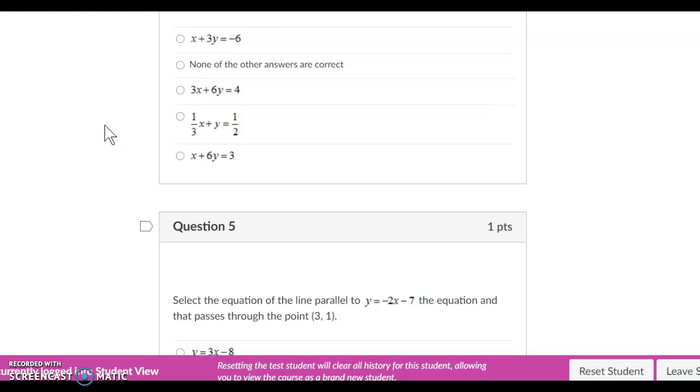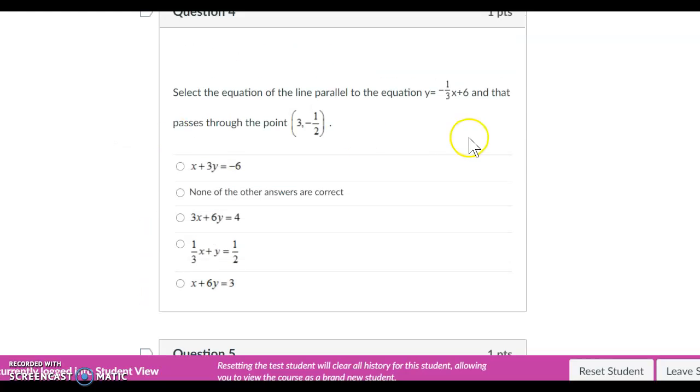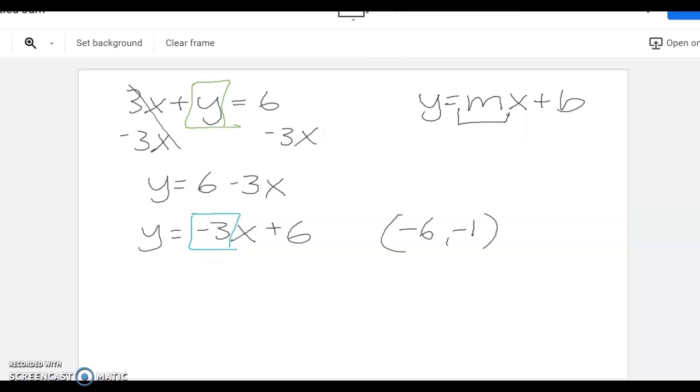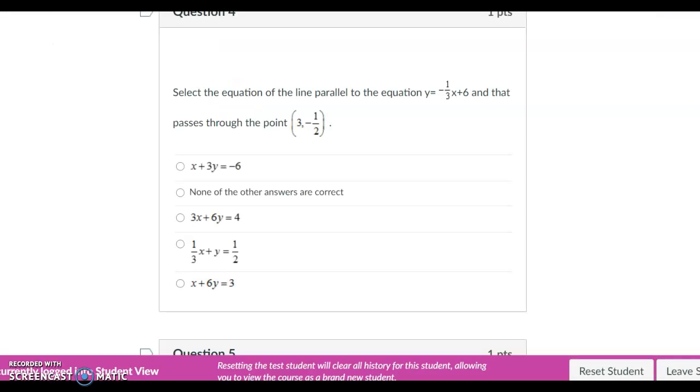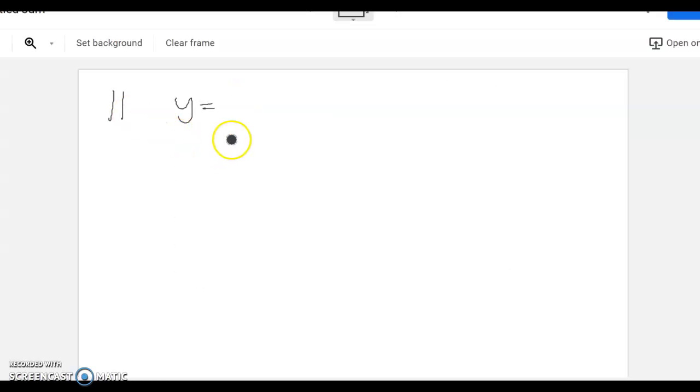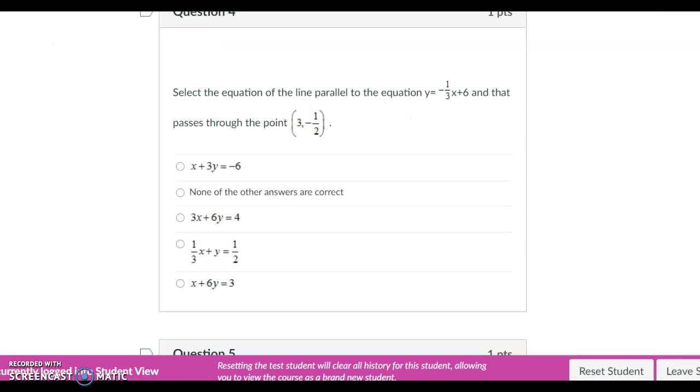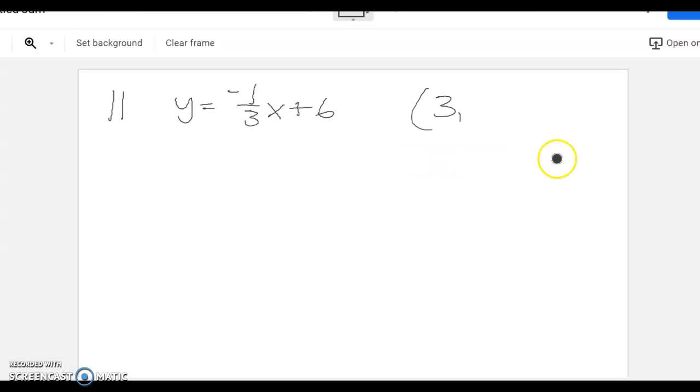where we get some different types of answers would be like this one, question number 4. How am I doing on time? Okay, so question number 4, I want to be parallel to -1/3 x plus 6 and go through 3, -1/2. I'm not very good at going back and forth.